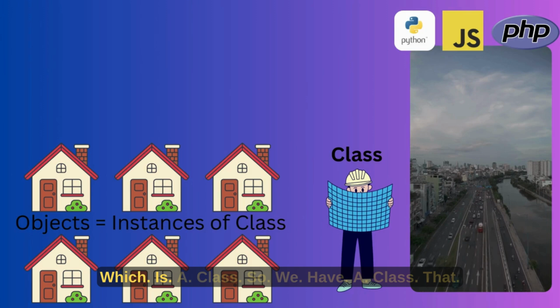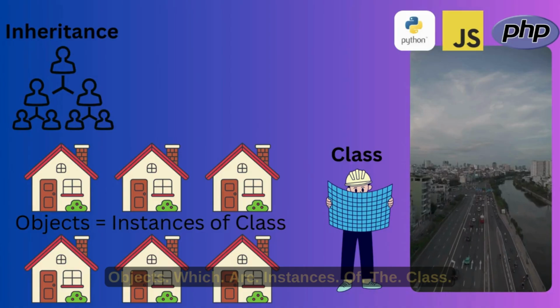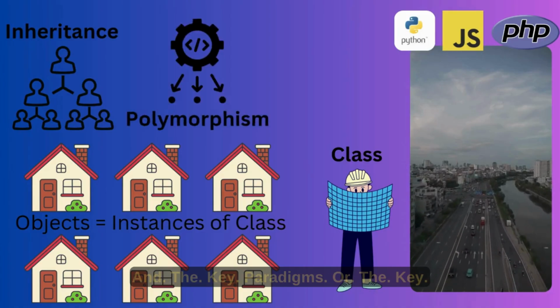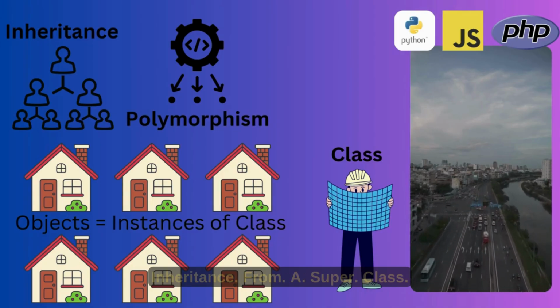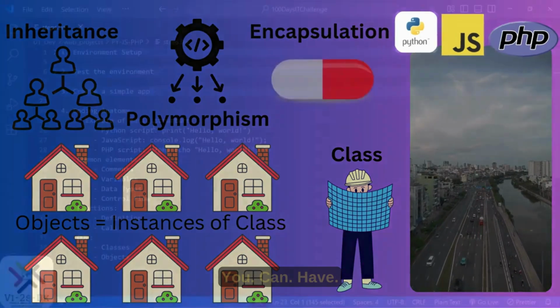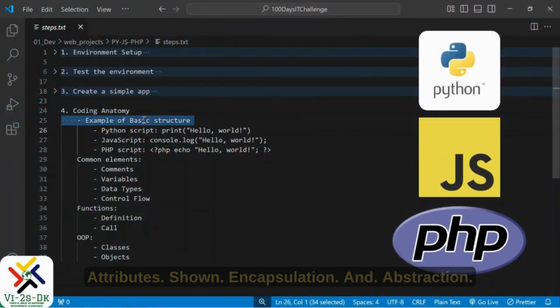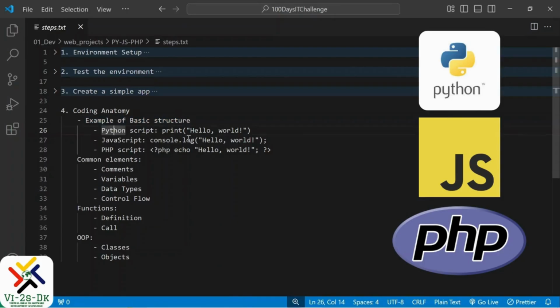So we have a class that acts as a blueprint. We build objects, which are instances of the class. And the key concepts to understand with OOP are inheritance from a superclass, polymorphism, different ways in which you can have attributes shown, encapsulation, and abstraction. So I'll go ahead and cover OOP in detail for all three of these languages, because I think we're going over time here. And so far we've already covered everything.